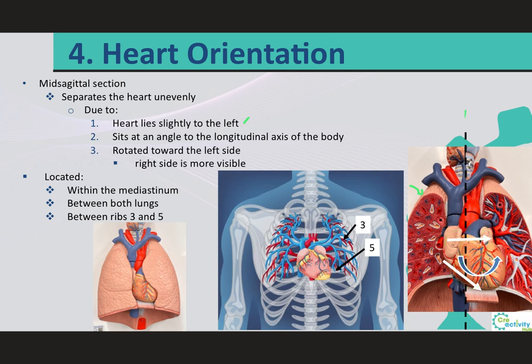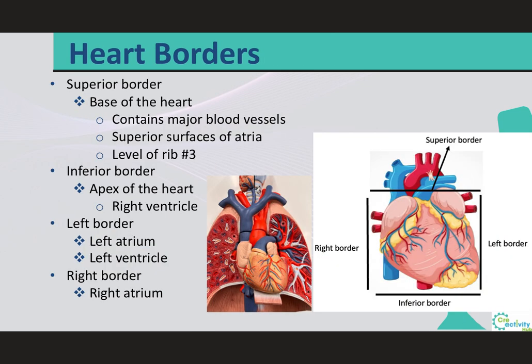And since we have already talked about the mediastinum, we know that it will be located within this structure between both lungs that sit in the pleural cavity. And it will sit between the third and fifth vertebrae, as we can see from this image. The heart borders can be a little bit confusing.